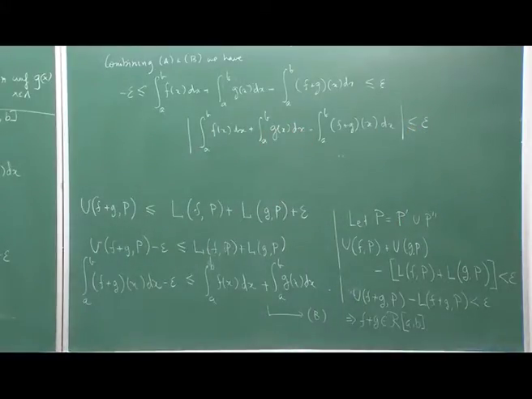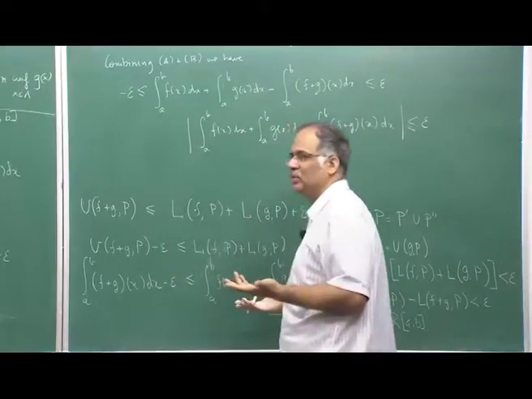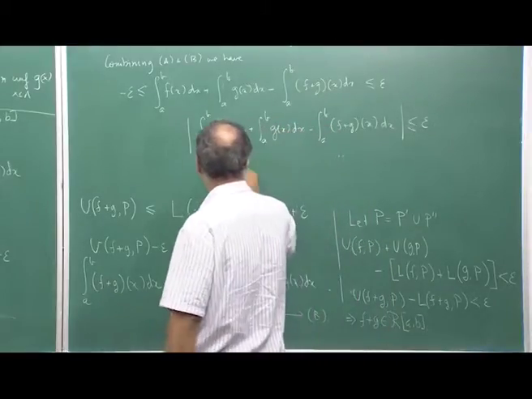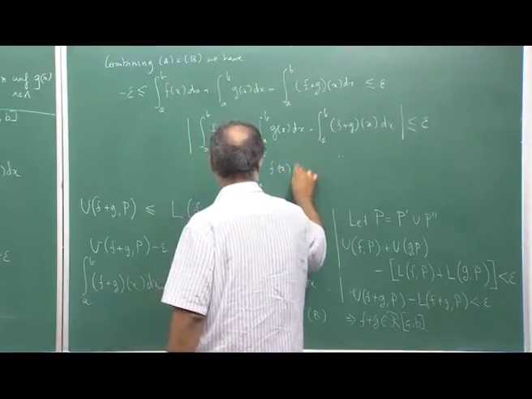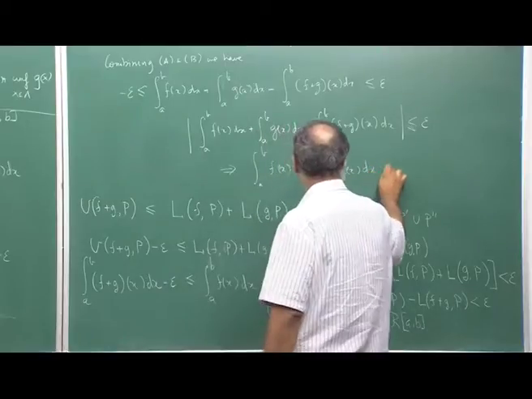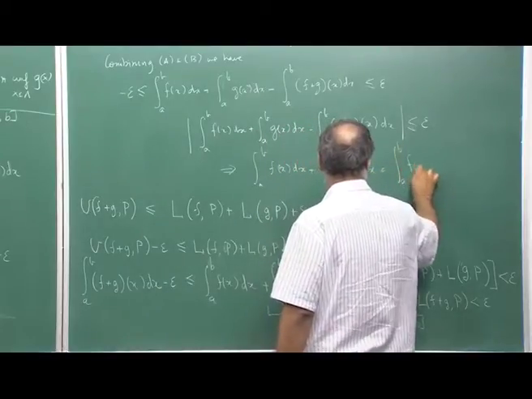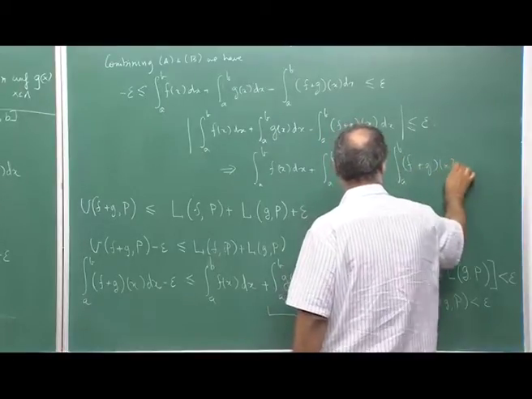Since this is less than any epsilon greater than 0, it does not matter whatever be the epsilon, the only non-negative number which can be made as small as I like is 0. So, this absolute value of this thing is 0. So, any quantity whose absolute value is 0 is 0. So, it is showing that the integral a to b f x dx plus the integral a to b g x dx is equal to the integral a to b of f plus g x dx.